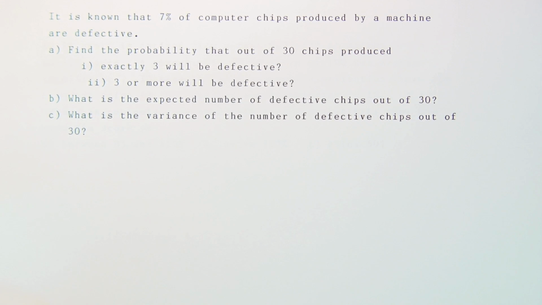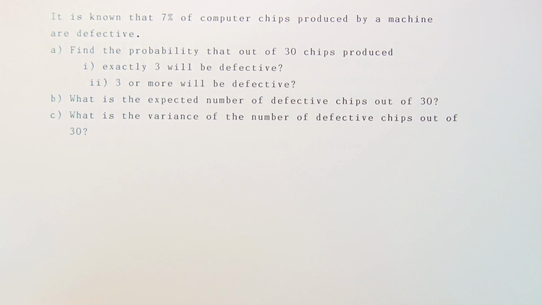Okay, so it is known that 7% of computer chips produced by a machine are defective. A. Find the probability that out of 30 chips produced, exactly 3 will be defective. And the second part of that question, 3 or more will be defective.